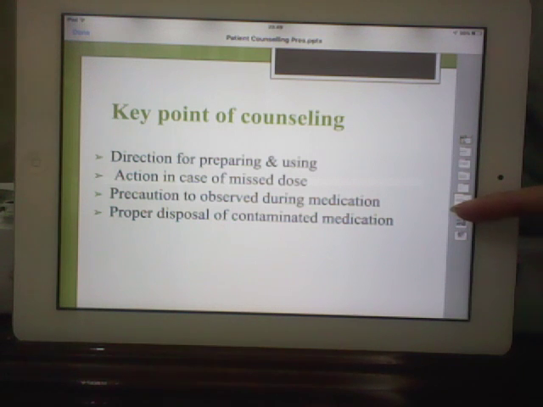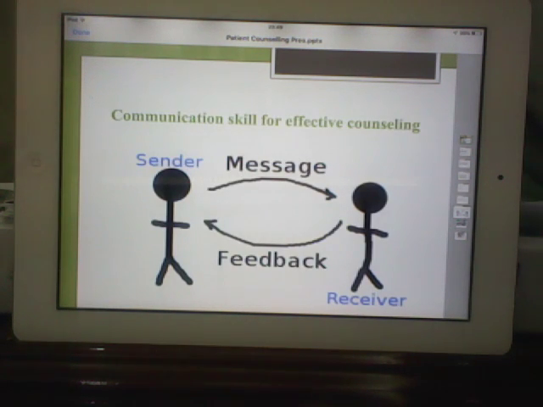The important thing in counseling is communication. Communication skill is very important for the pharmacist so he can build trust between him and the patient, so the patient will receive the counseling in a positive way and will adhere to the medication and to the treatment very well.